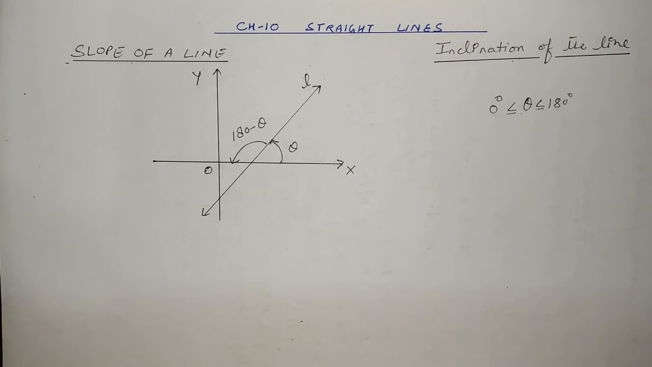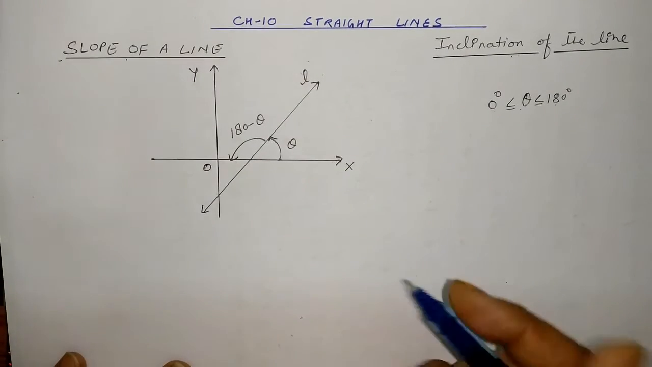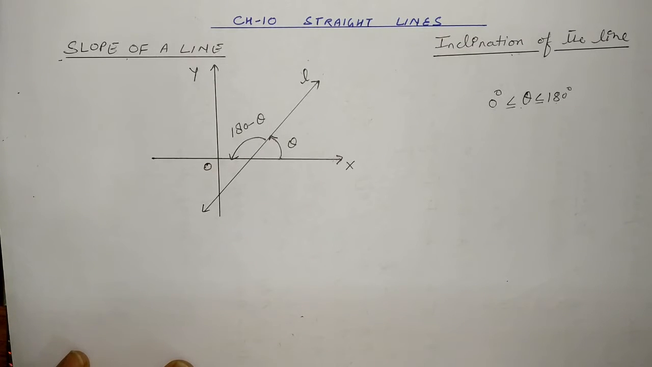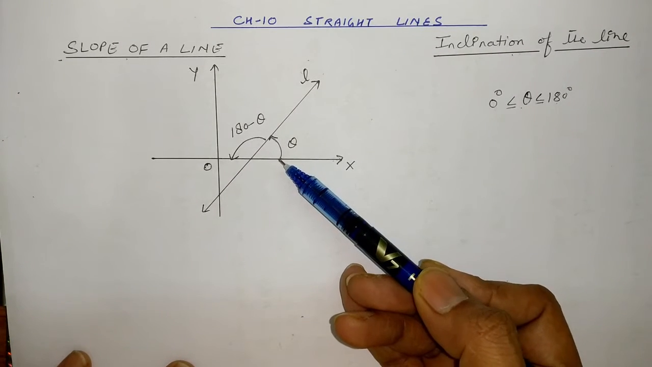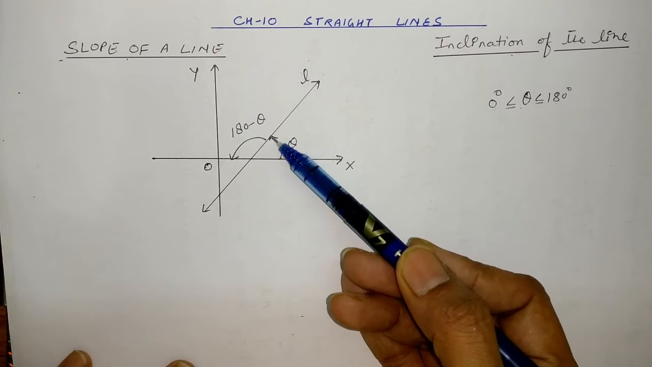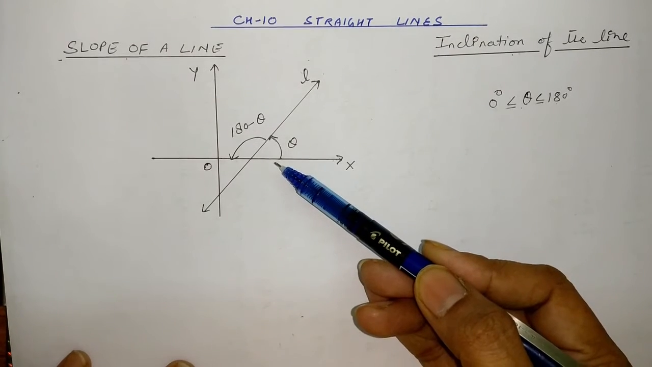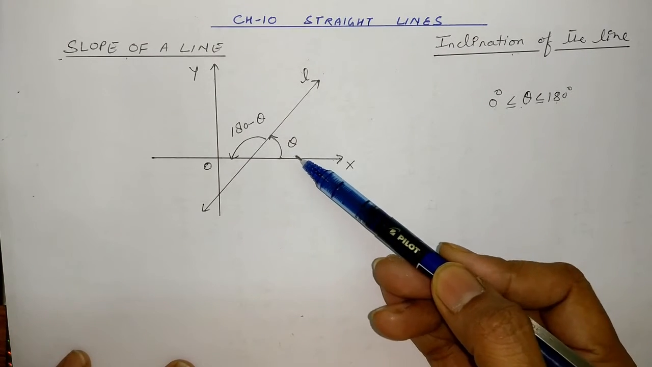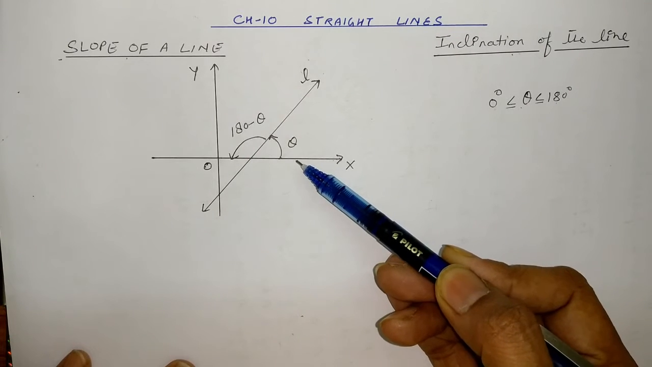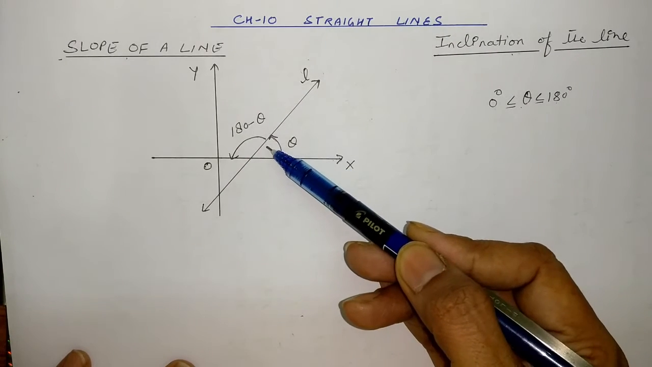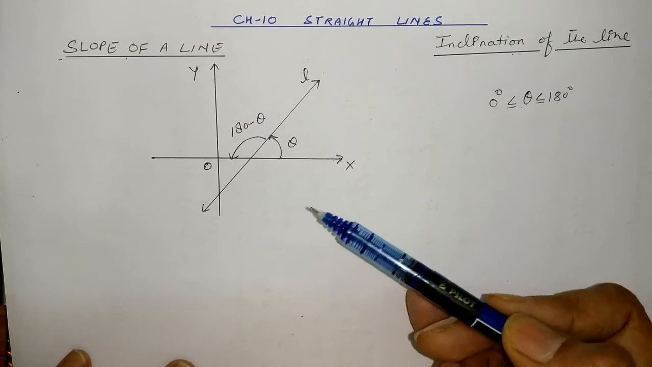Now, before I start with the slope, we need to know about the inclination, the angle that a line makes with the axis. A line in a coordinate plane forms two angles with the x-axis, which are supplementary in nature. So these are the two angles formed by a line with the axis. The angle theta made by the line with the positive direction of the x-axis, measured anti-clockwise, is called the inclination of the line.